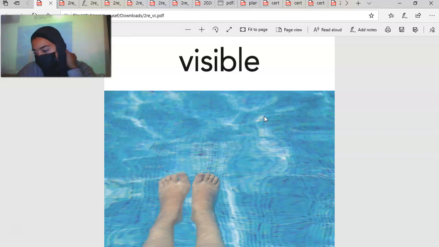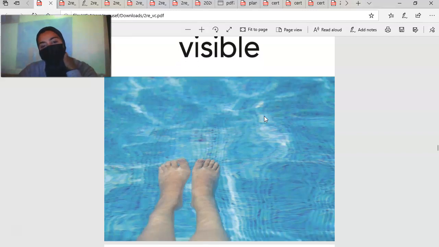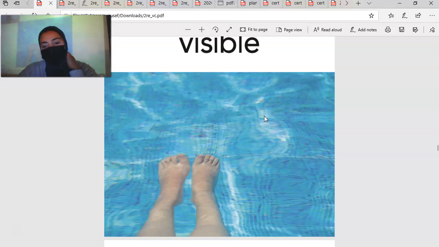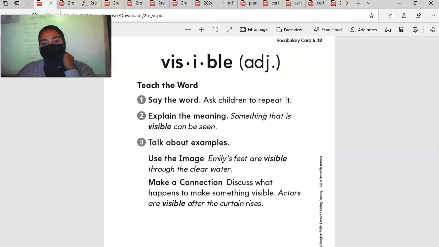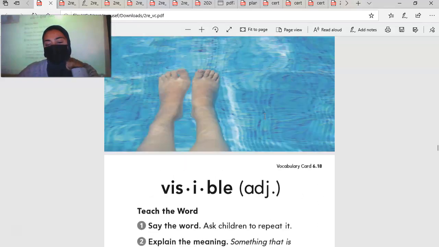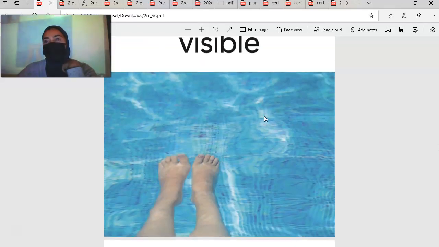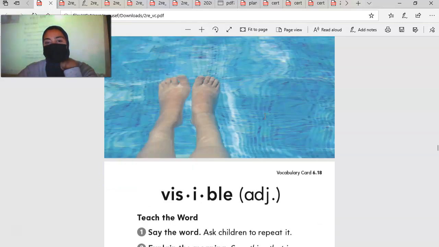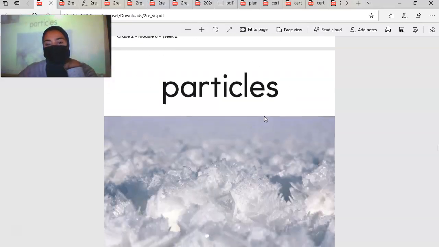The first word is visible. In this picture, the feet are visible in the water. Visible means that it can be seen. When something can be seen, then it's visible. Let's see, the buildings are not visible when there's fog in the sky, right? Because the fog makes it not visible. In this picture, her feet are visible.